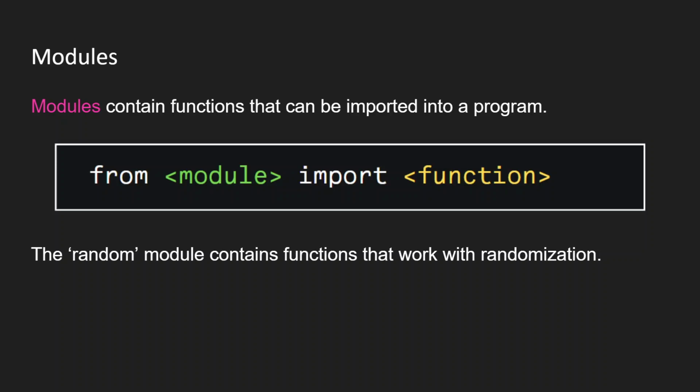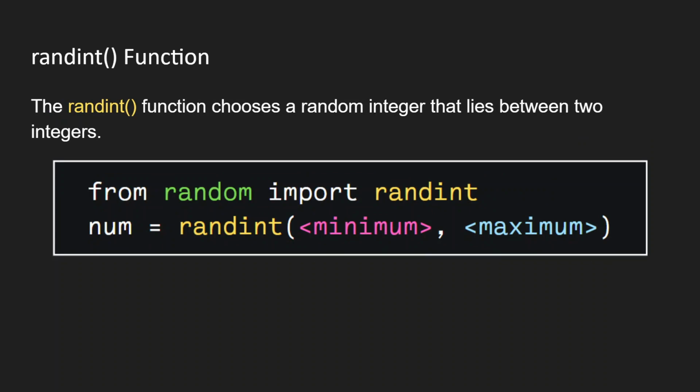Modules contain functions that can be imported into a program. So this is the syntax for that. From module, import function. The random module contains functions that work with randomization. The first function we'll look at is the random function. So this is not built in. It comes in the random module. So to import it, we would say from random, import random.